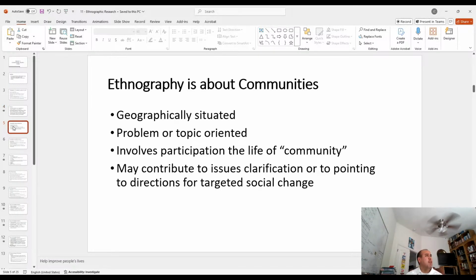Ethnography is also about communities, geographically situated, right? In terms of you're in their communal space where they're more comfortable, right? There's also problem, it's also problem or topic oriented, right? You're there to observe a problem, to solve a problem, to understand a particular topic, right?